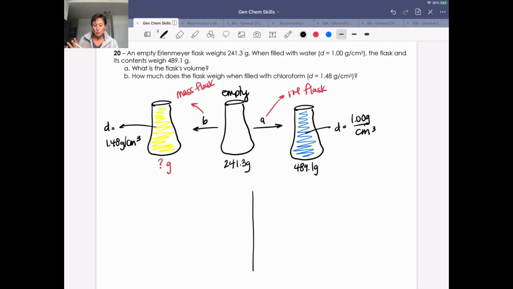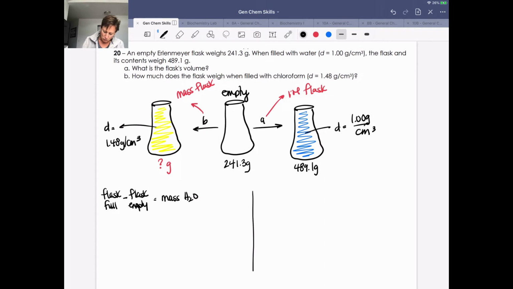So in this case, we can think about, we've got a flask that's empty and a flask that's full of water. And if I take the difference between those, I'll essentially get the mass of water. So I'll have my flask that's full minus my flask that's empty. That's going to be equal to the mass of water.